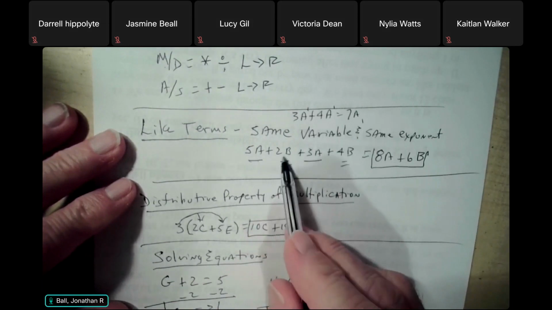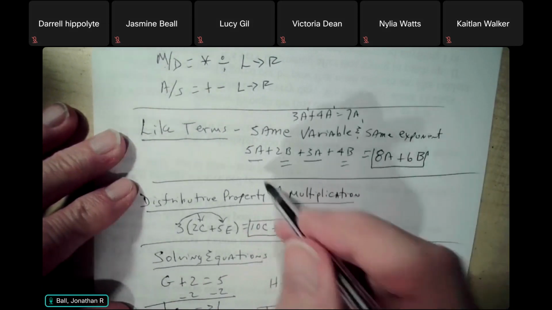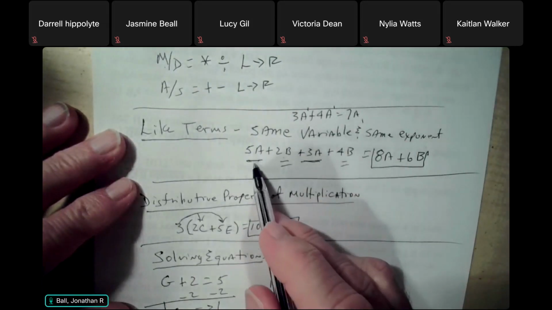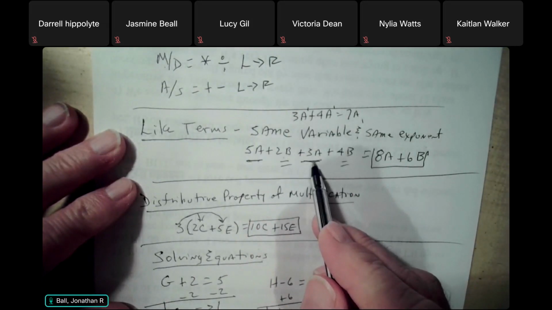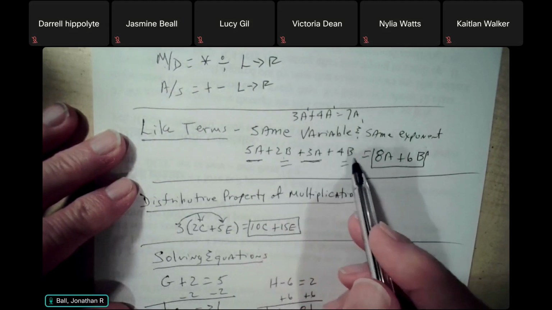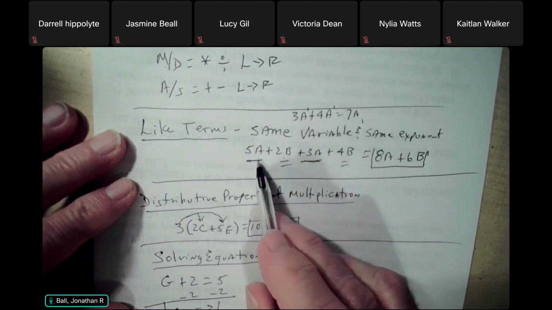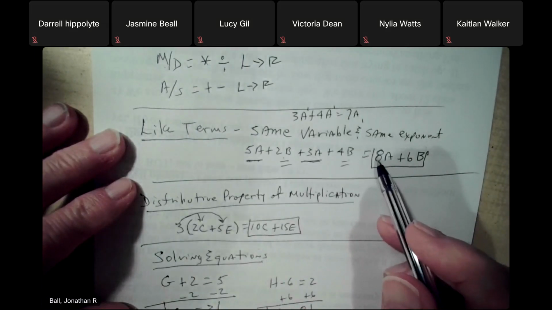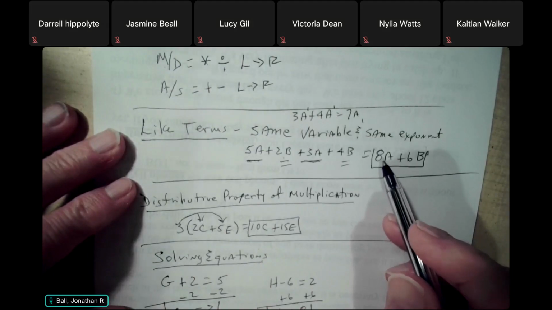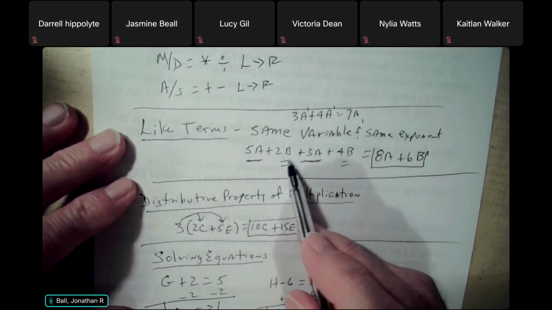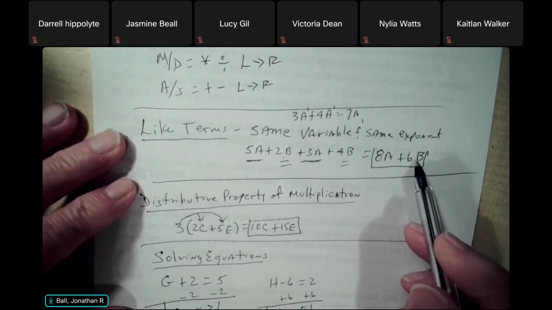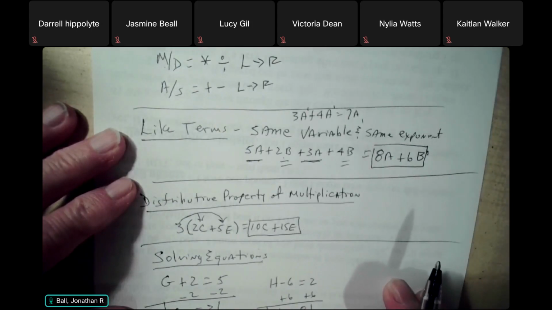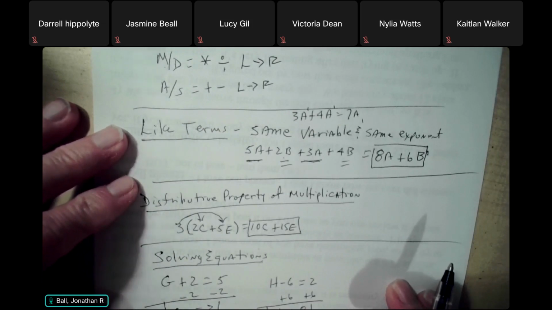So if you have 5a plus 2b plus 3a plus 4b, I have to underline them because I'm stupid. So I underline the like terms, and 2b and 4b, those are like terms. So 5a and 3a are 8a, and 2b and 4b are 6b. So there's our answer. Everybody got that? This is not going away either.